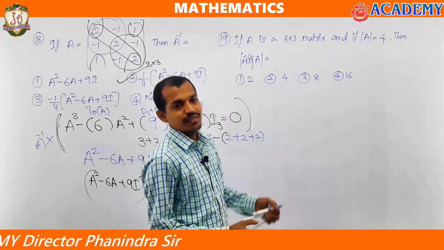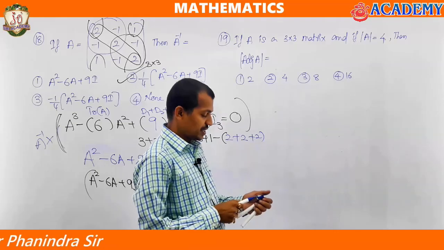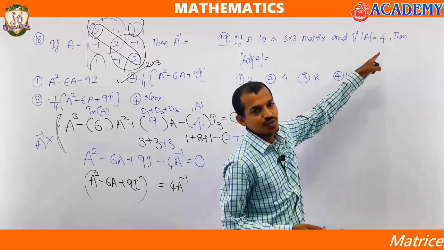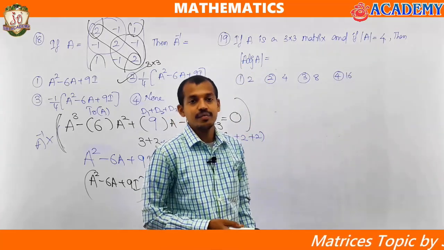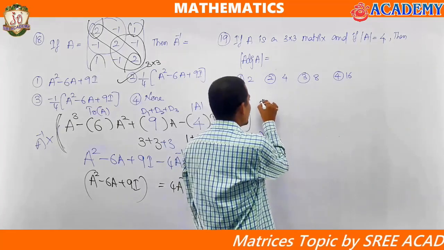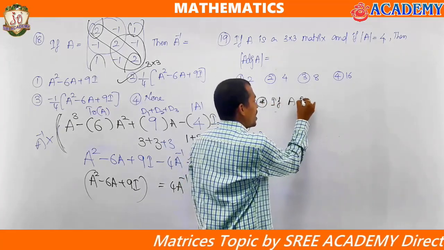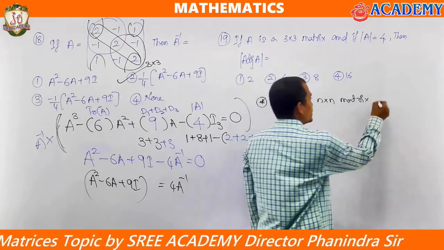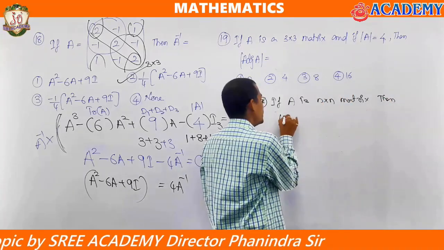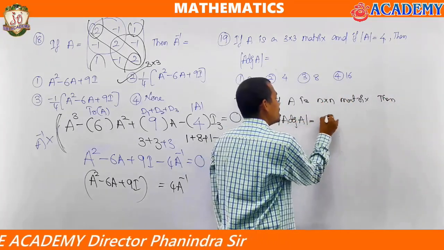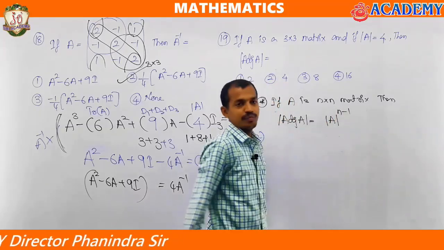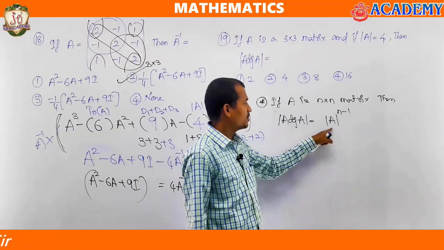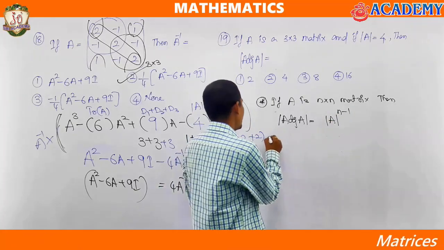One more question here, just by using properties. If A is a 3 by 3 matrix with determinant of A equal to 4, then what is the determinant of adjoint of A? We were already given one property: if A is an n by n matrix, then the determinant of adjoint of A is the determinant of A whole power n minus 1. If the order of this matrix is n, the determinant of adjoint A is going to be determinant of A whole power n minus 1.